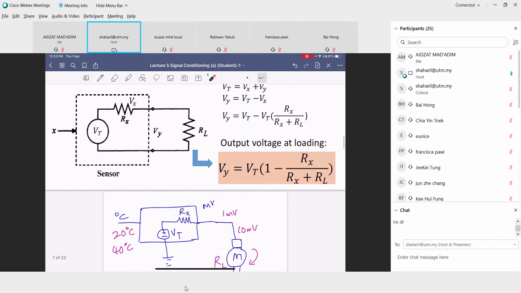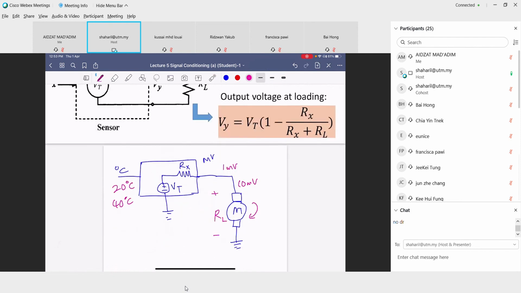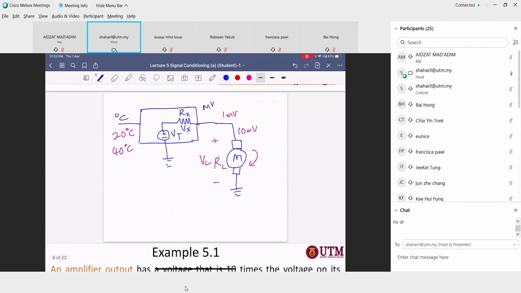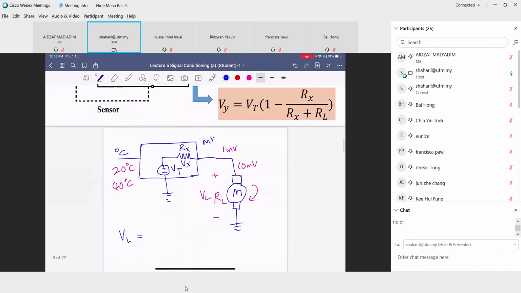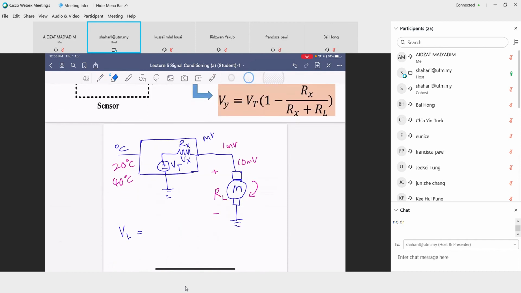And I can label this to make sure it's the same as this slide. So this one I put as RL, and this one I put as RX. Then the equation for VL is Vy, sorry, Vy. So I choose this output as Vy.